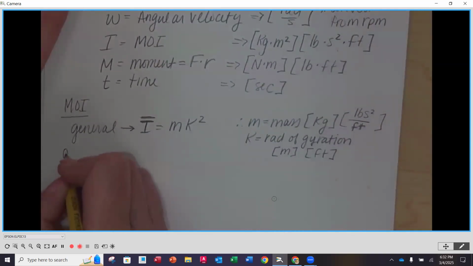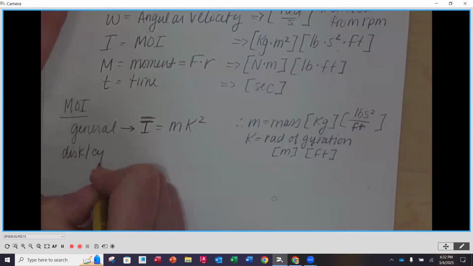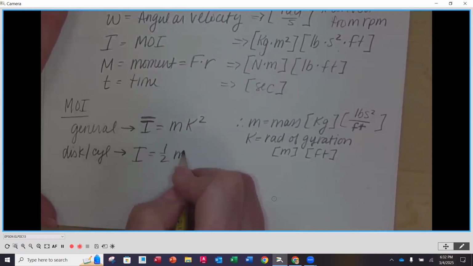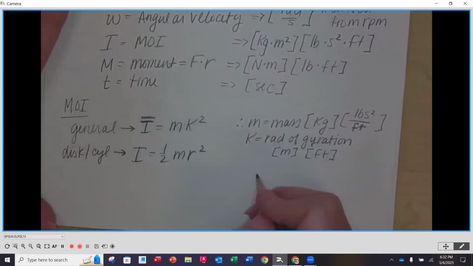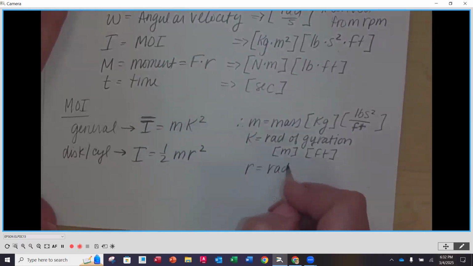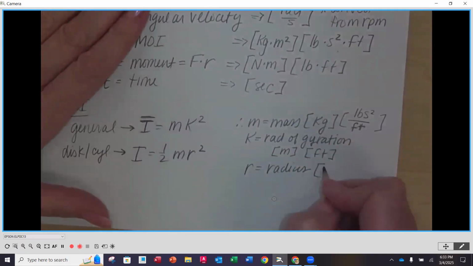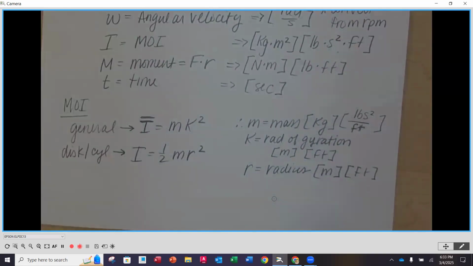Now, if we have a disc or a cylinder, I is going to be equal to 1/2 m r squared, where r is the radius. Not the radius of gyration. It's just the radius from the center of rotation to the outermost material. This is when we have a disc that's solid or a cylinder that's solid, okay? And that radius is going to be in meters or feet distance, right?